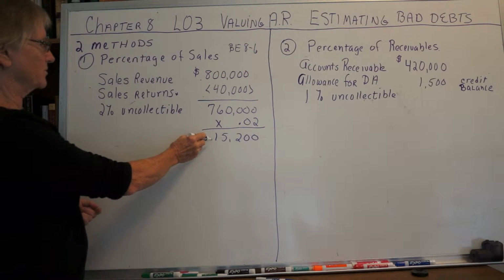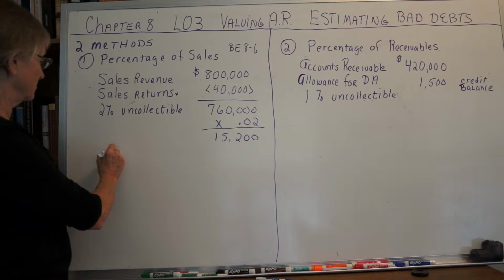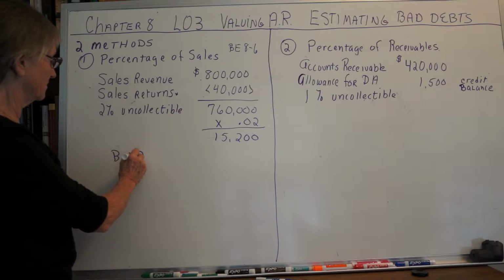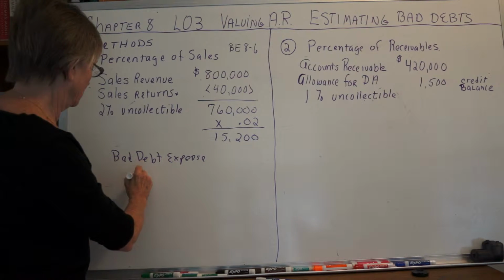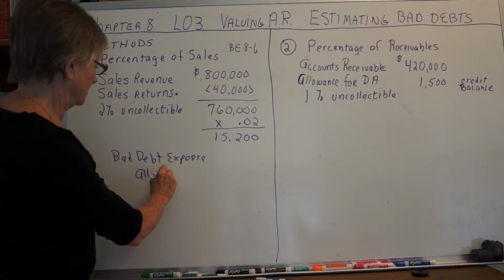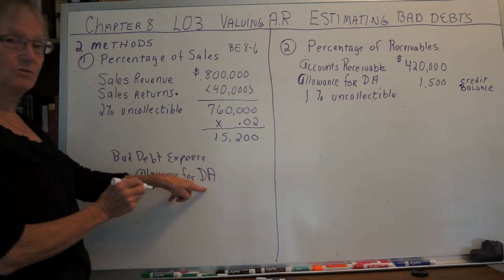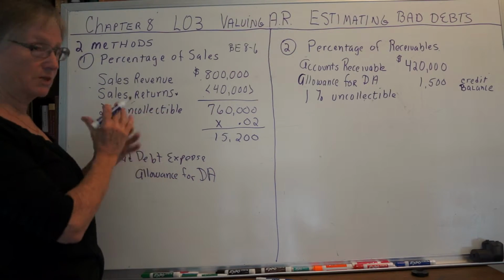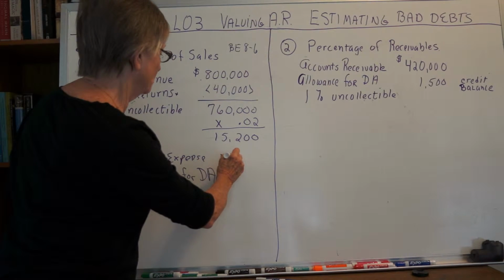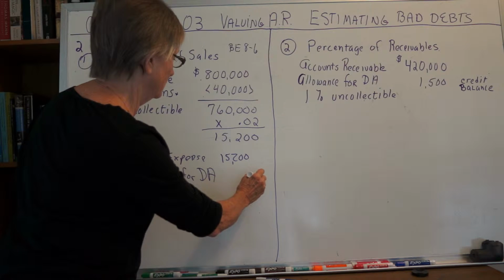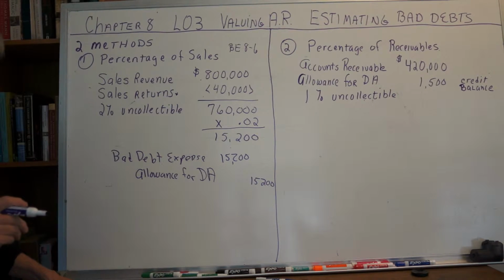Okay, so this is the amount that you think you are not going to collect, and at this point, with the percentage of sales method, you simply make your journal entry, bad debt expense, and your allowance. And I am going to, from now on, just be going allowance for doubtful accounts. And you can do that on an exam. You don't have to write out doubtful accounts every time. I'll know what you mean. And so we would simply go 15.2 and 15.2. That's supposed to be a debit and a credit.